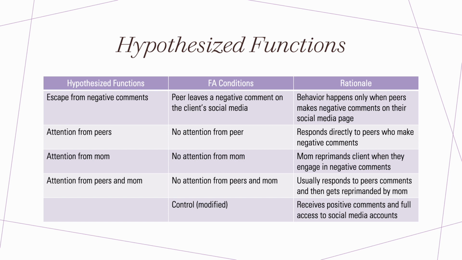In the first attention condition, the client will be presented with attention from peers in the form of online comments. In the second attention condition, the client will be presented with attention from their mother if they respond to the comments left on their profile by their peers. In the third attention condition, attention will be provided by the client's mom and peers. Then, a modified control condition will be conducted in which the client will receive only positive comments and will receive full access to their social media accounts.